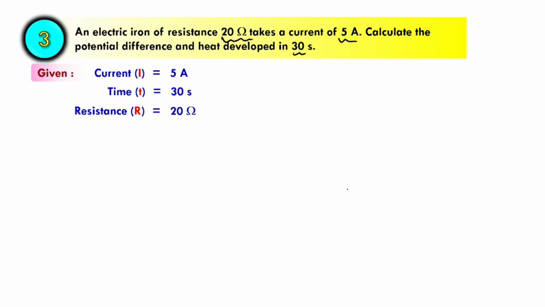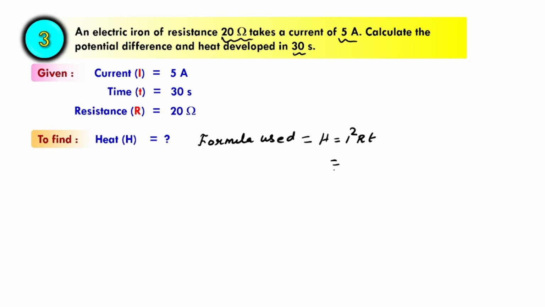Okay. So next, what are we supposed to find out? To find out is the heat. How much heat is produced? So what is the formula? The formula used is H equal to I squared R into T. All that you have to do is to substitute into the formula and get the answer.